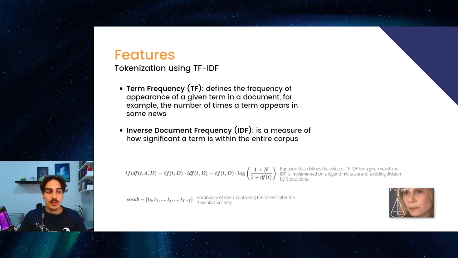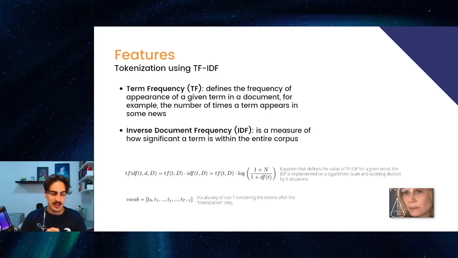And inverse document frequency, IDF, is the other part of the process, a measure of how significant a term is within the entire corpus. So I'm going to take that word apple and analyze it in all the news. Because if I only look at the term frequency, I might see, for example, 200 appearances of the word apple, and my algorithm will say, I think this word apple is very relevant for fake or true news. And this might not be true. So we need the IDF to understand how significant a term is in the entire corpus. So we are not just considering its frequency, but its importance in the entire corpus, I mean an entire data set of news. So I have the two equations here that define the value of TF-IDF.